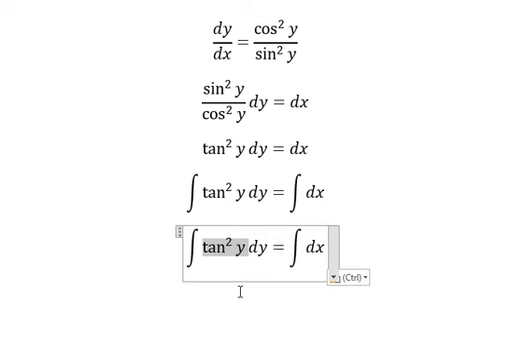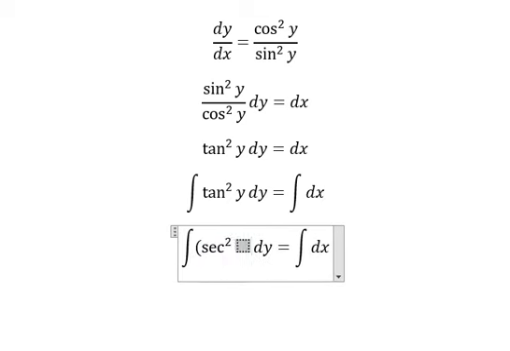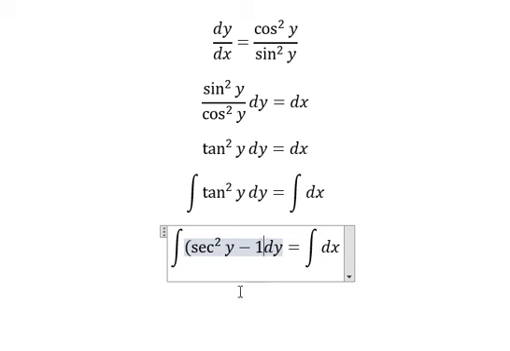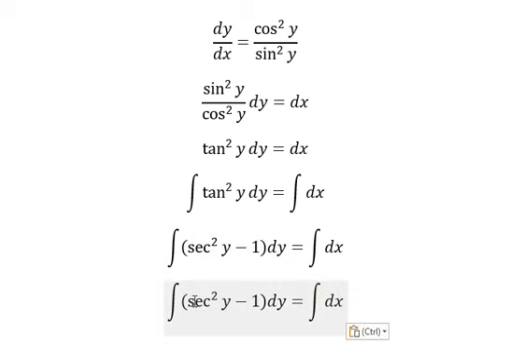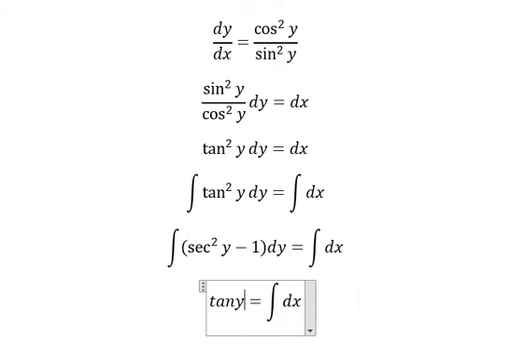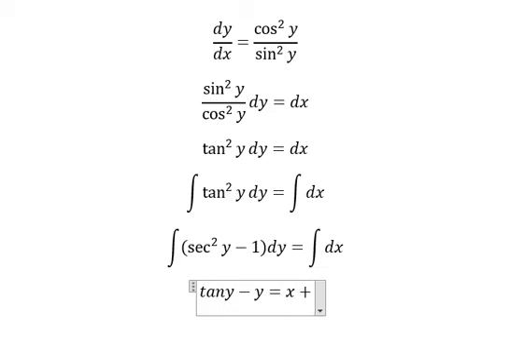This one we change by secant of y square minus number 1. The integration of secant of y square, we have tan y. Number 1, that is about y. This one, that is about s, and I will put about c.